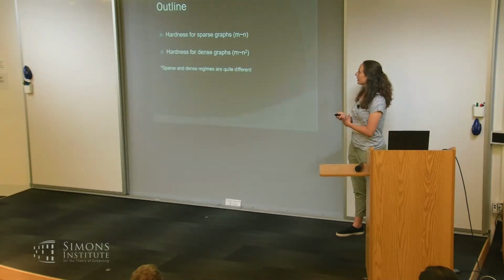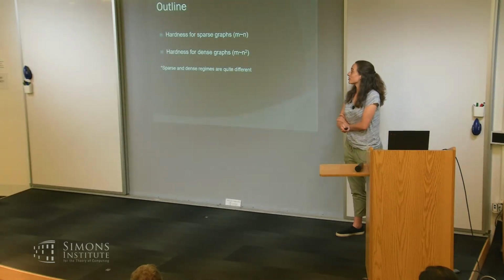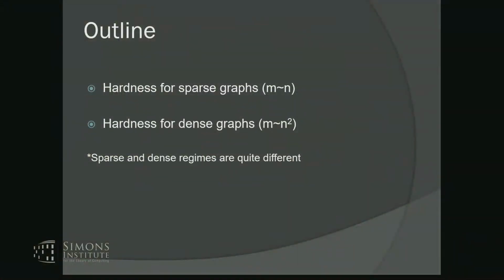Okay, so now if there aren't more questions, I'm going to move on to the second part of the talk, which is disjoint from the first. It is about the dense graph regime, when the number of edges in the graph is about n squared, and we're trying to beat cubic time.